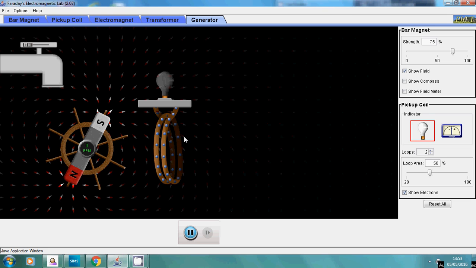Whenever the magnetic flux is changing, you're going to induce an EMF, which is going to try and pull electrons along. In this case, it's changing backwards and forwards. The electrons will be pushed from side to side as it changes. Remember, it's the rate of change that induces the EMF.